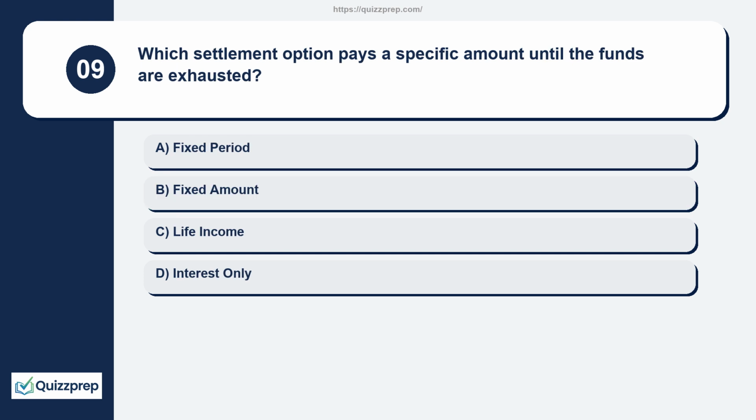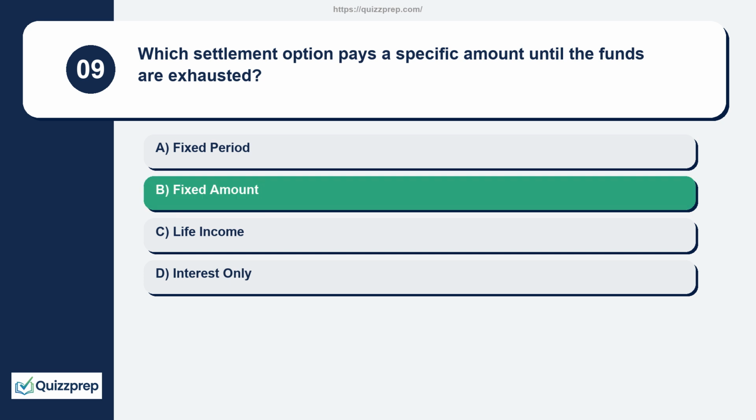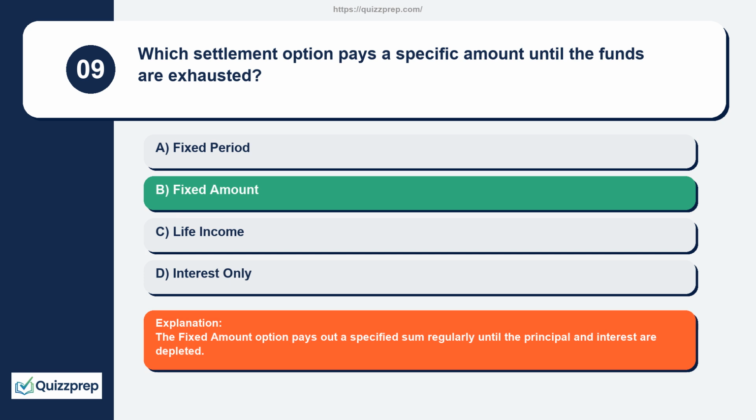Question 9. Which settlement option pays a specific amount until the funds are exhausted? Fixed period, fixed amount, life income, interest only. The fixed amount option pays out a specified sum regularly until the principal and interest are depleted.